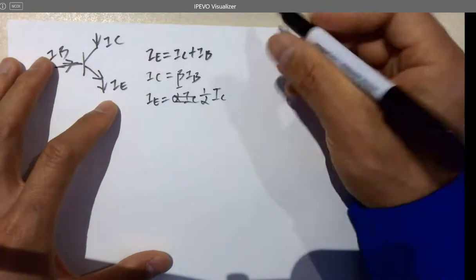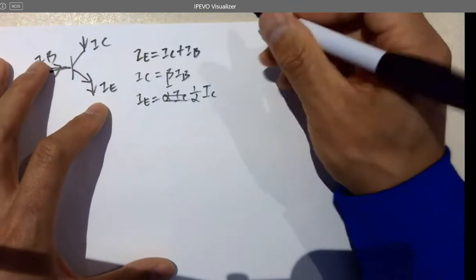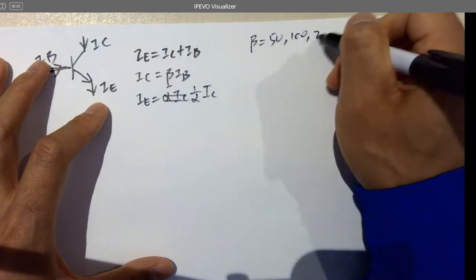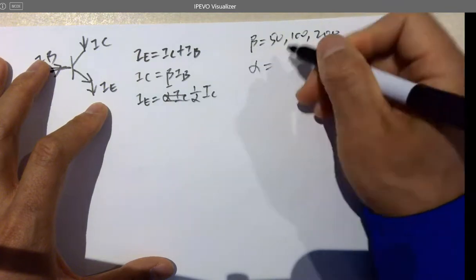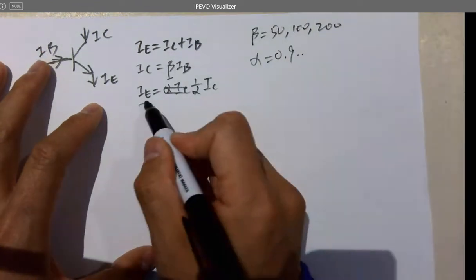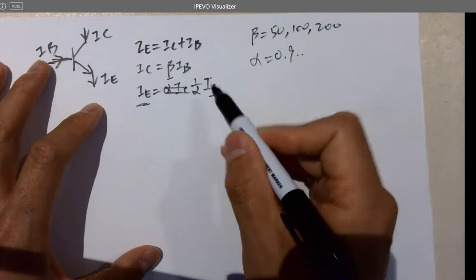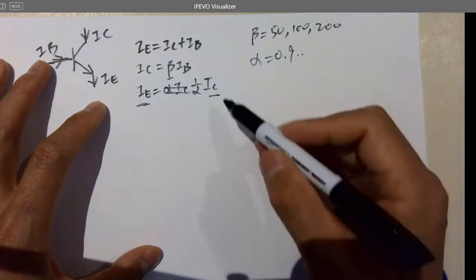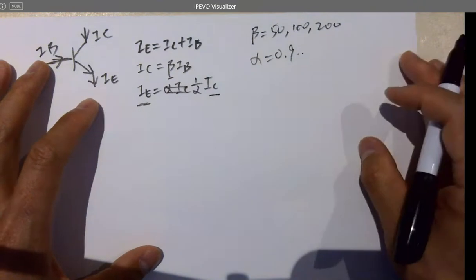Remember some standard values. Beta can be 50, 100, or 200, right? And alpha is usually like 0.9 something. Because IE is larger than IC, that's why 1 over alpha times IC is going to be IE. That's how I remember that.